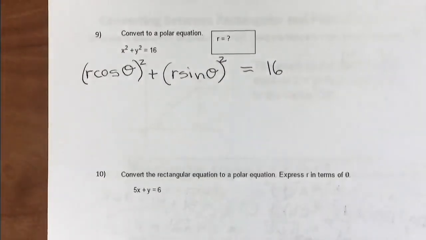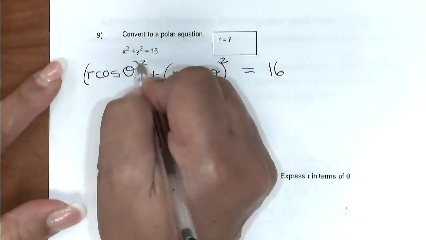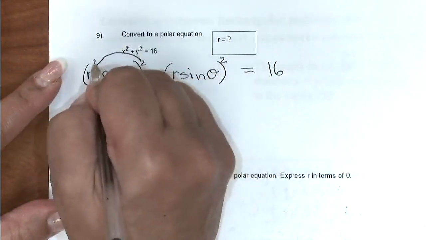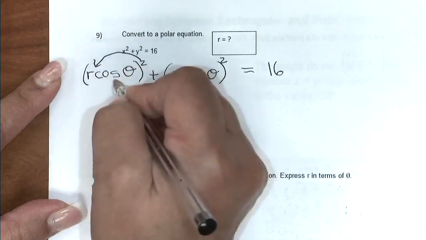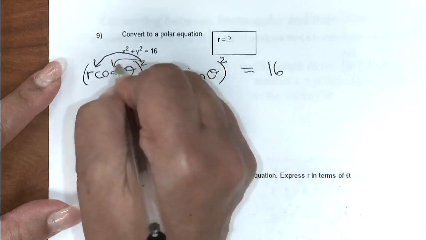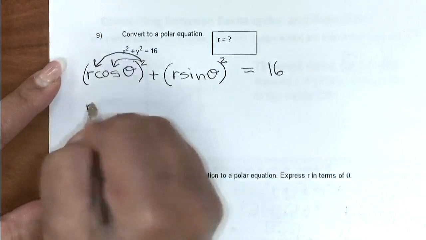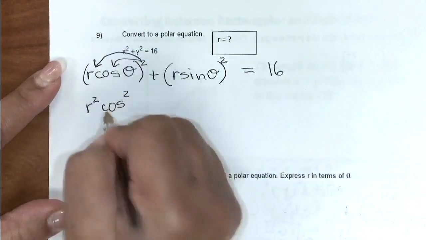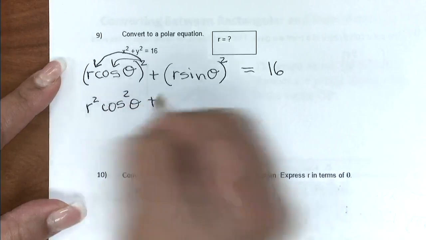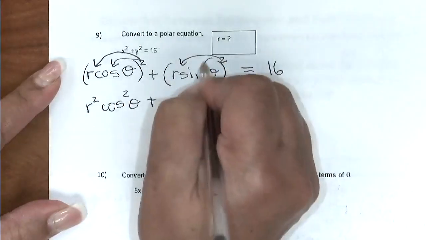Okay, now once you plug in, you're done getting rid of the X's and the Y's. You're now in polar, but now you're going to work on your algebra. Okay, you're going to try and isolate the R. First, pull in the square. So it's R squared. There's 2 terms here. There's an R times cosine of theta being the other one. So it's R squared cosine squared. Remember, the square goes on the trig word, not the theta. Likewise here. It's R squared sine squared.